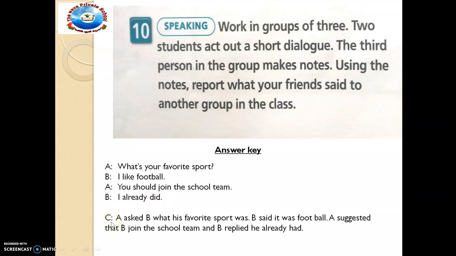Now C, remember C wants to use the notes, then report what your friend said to another group in the class. C reporting it now. A asked B what his favorite sport was. B said it was football. A suggested that B join the football team, and B replied he already had. Did you get that right? So I want you to use a similar thing. Use this as an illustration and as an example. Write in your notebook so that we can see it later.